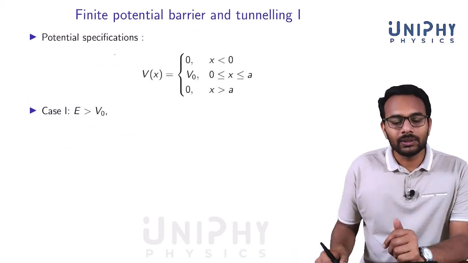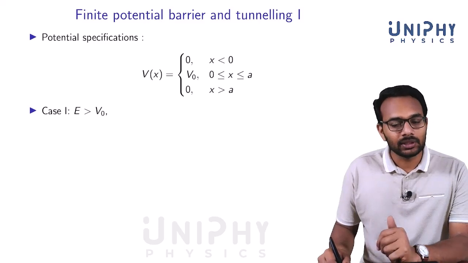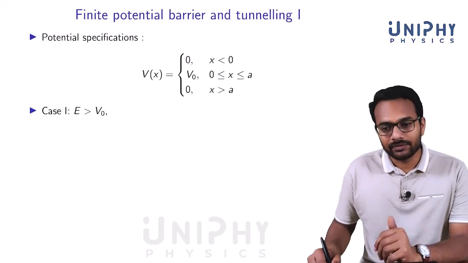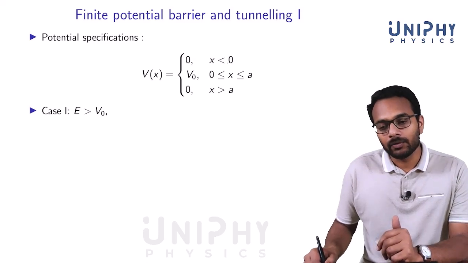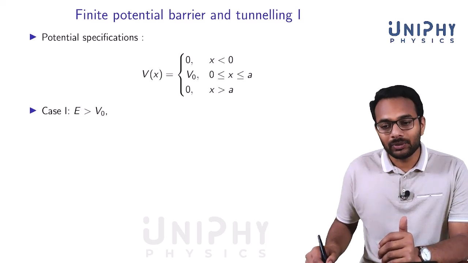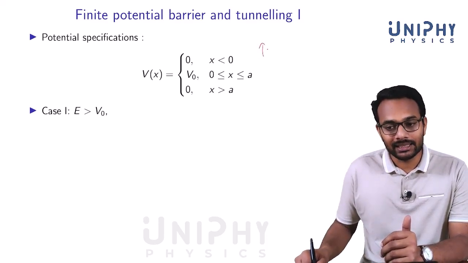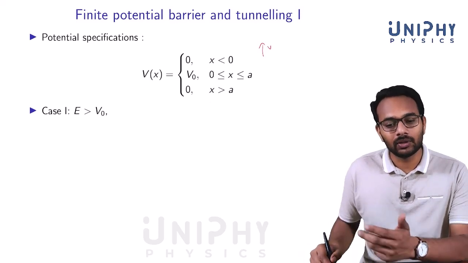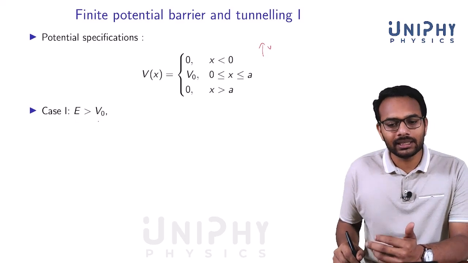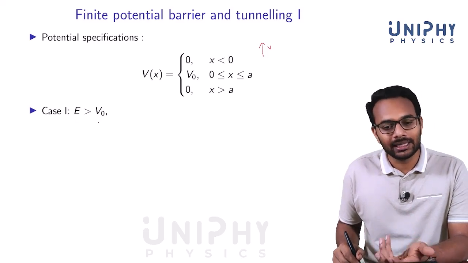So in this case we are looking at the finite potential barrier. The specification is given like this. For x less than 0, the potential energy is 0. Between 0 and a, it has a finite height, V0, and beyond that it's 0, right? And especially we can discuss two cases, E greater than V0 and E less than V0.